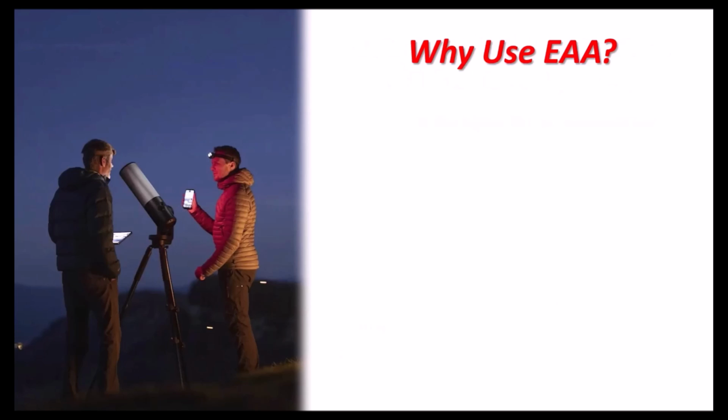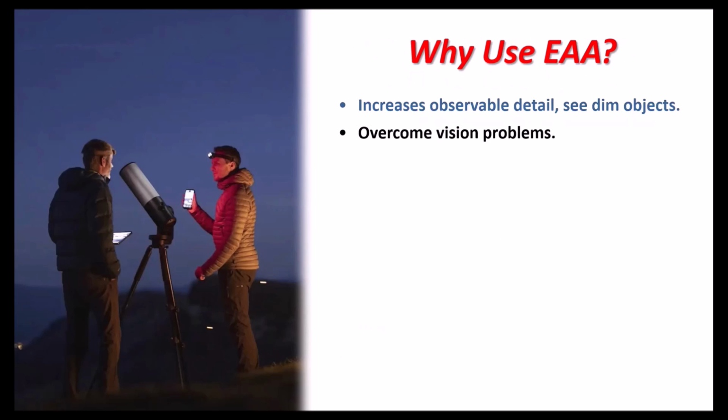So why use EAA? It does increase observable detail. You probably will see more detail even in short images of galaxies than you will through the eyepiece of most telescopes, unless you have a big telescope at a very dark site. If you do have vision problems like glaucoma or severe astigmatism, you might prefer to use EAA. It is a lot better way to go in heavily light polluted skies, because with EAA you can use special filters for imaging to bring out more detail in light polluted skies.